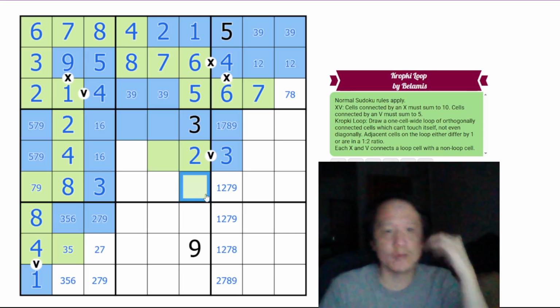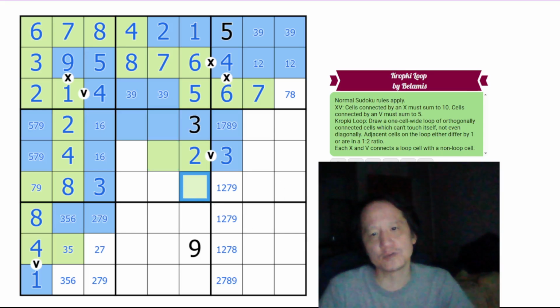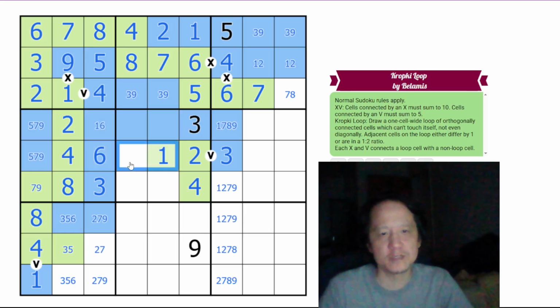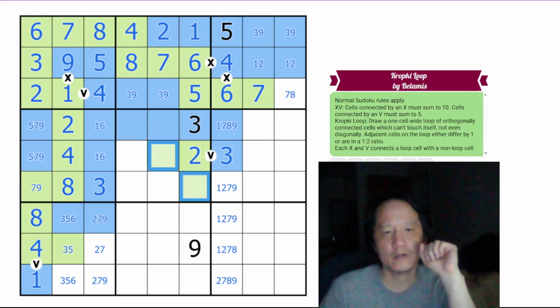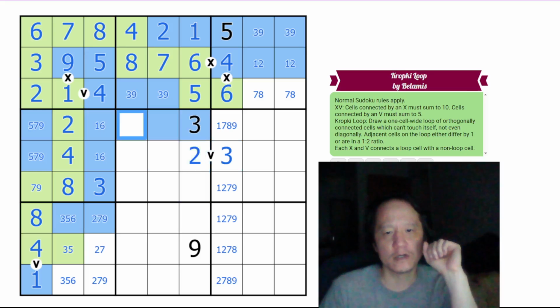This could not be 1, 2, or 3, so this would have to be 4. This could not be 2, 3, or 4, so this would have to be 1. That would be 6, but 1 can never be next to 2 unique digits on the loop. So it cannot go this way. Therefore, we know this is on the loop, and this is not.